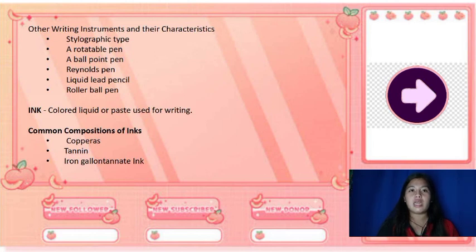Ink. It is a colored liquid or paste used for writing. Common compositions of inks are copperas, which is hydrated ferrous sulfate, tannin, and iron gallotannate ink.